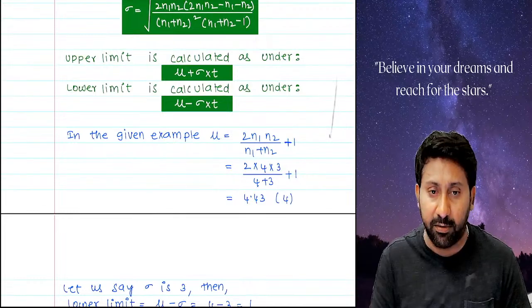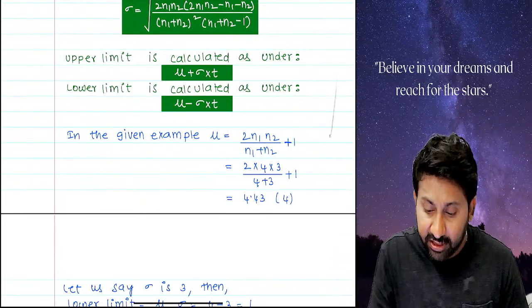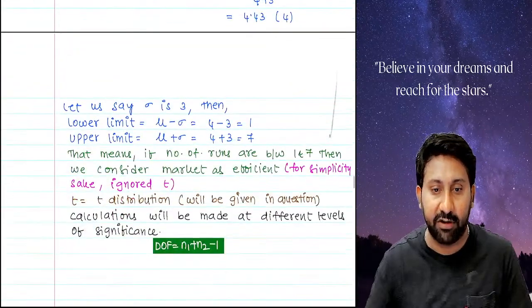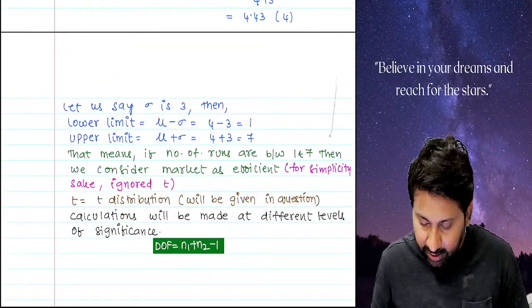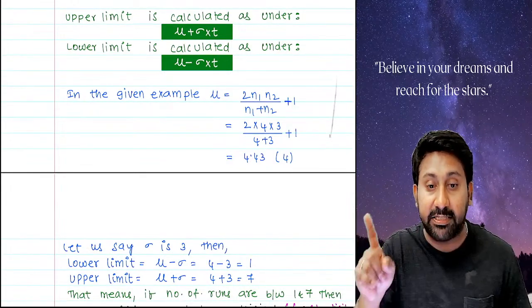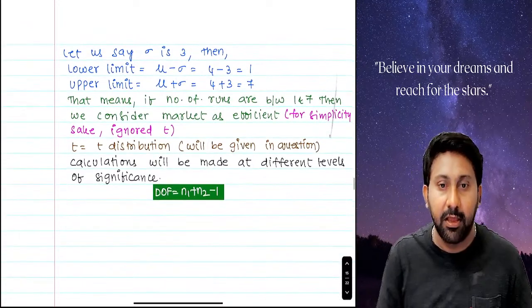See here, upper limit and lower limit. Sir, mu means average, standard deviation I calculated there, then what is this T? That's the t-value, important. For that we will see one question. Degree of freedom, they call it. Degree of freedom is n1 plus n2 minus 1. This is the formula for degree of freedom. What is a T?